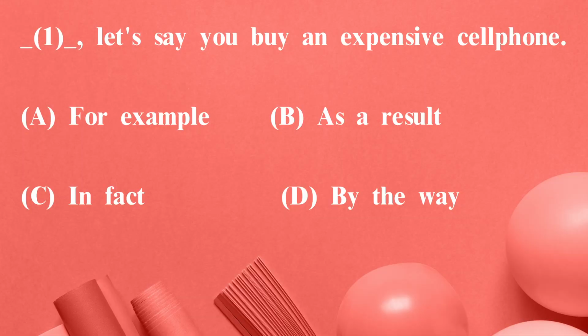Okay, our second sentence starts with our first cloze blank. And when we have one, I usually say blank. Let's say you buy an expensive cell phone. In the first sentence, we defined Murphy's Law for you. And now, what would we do if we start talking about an expensive cell phone?